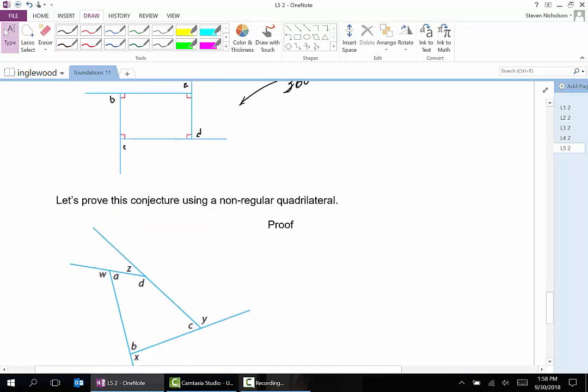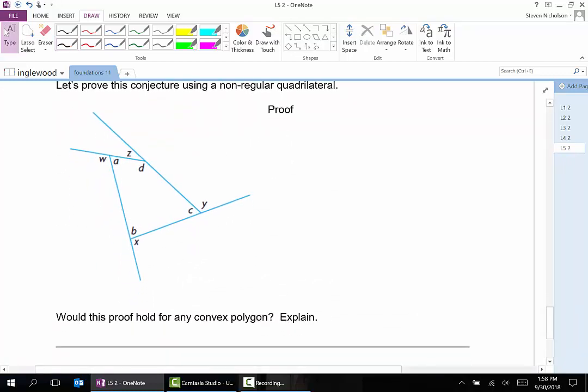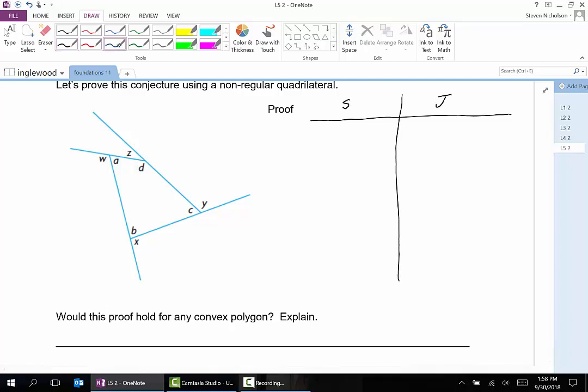So here's where we are now. We know the sum of the exterior angles of a triangle is 360, and the sum of exterior angles of a quadrilateral is 360. So what do you think the sum of exterior angles of any polygon is? So your conjecture might be 360 because of the first two. So let's see if we can prove it. Here's our statement. Here's our justification. So let's go ahead and do this.